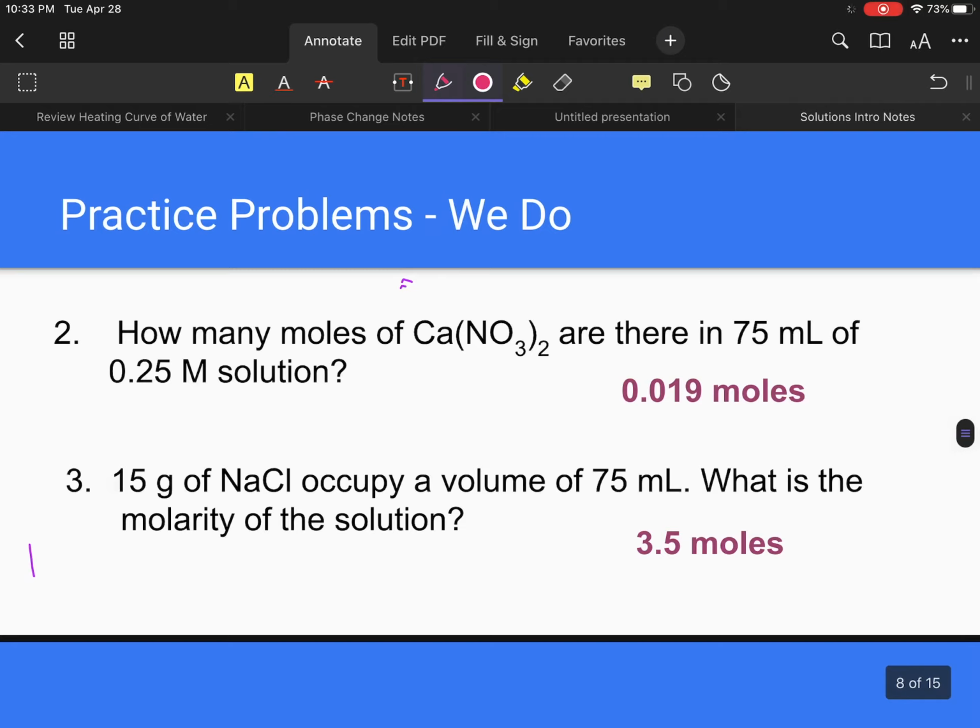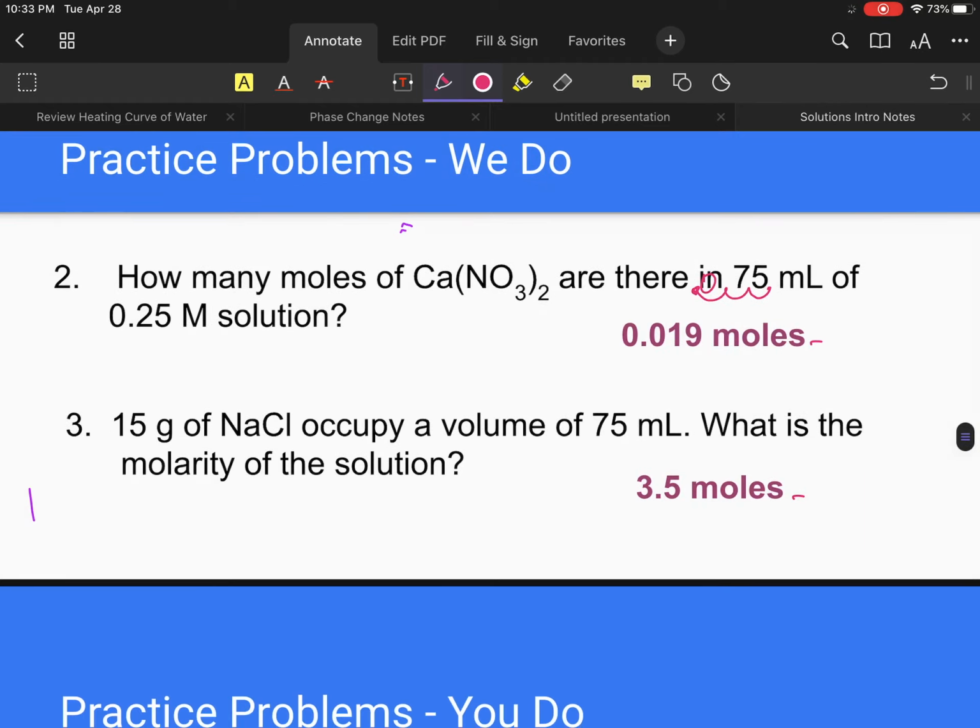Here I'm going to do just a couple of these, and then you have the answers here, so you can kind of check yourself as you go through. Number 2 is exactly the same way as number 1. Just make sure you change this to liters. So I'm going to move my decimal over so I can get liters. Okay, so I'm plugging it into the same formula.